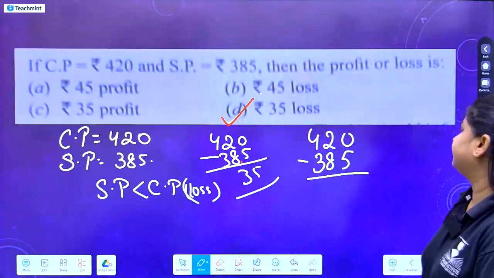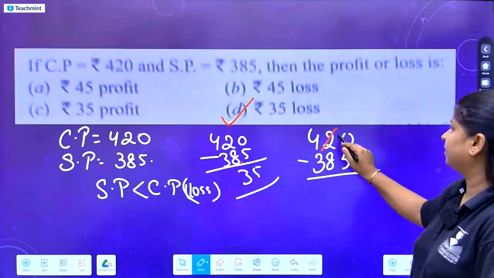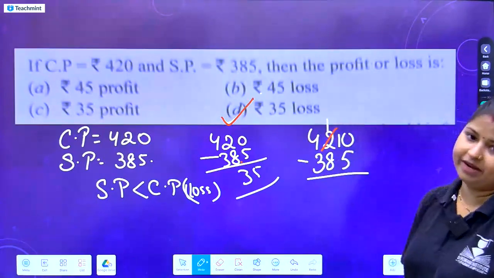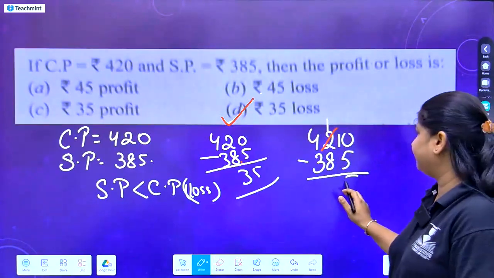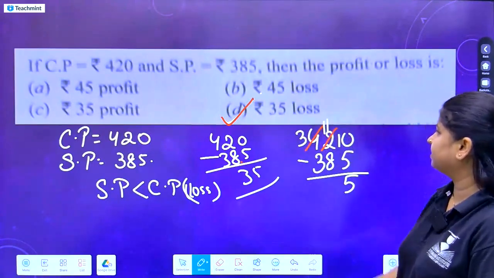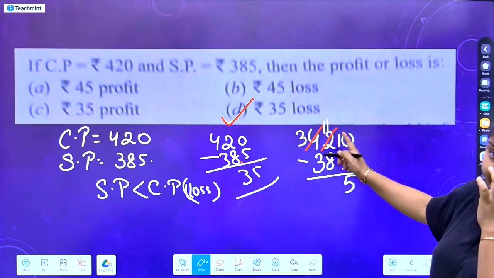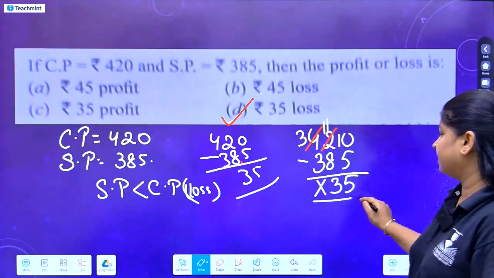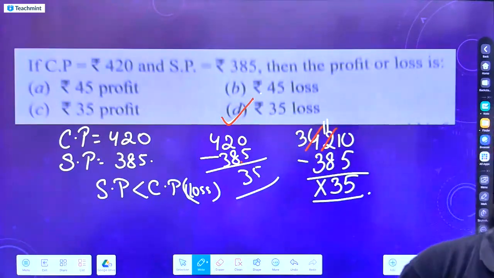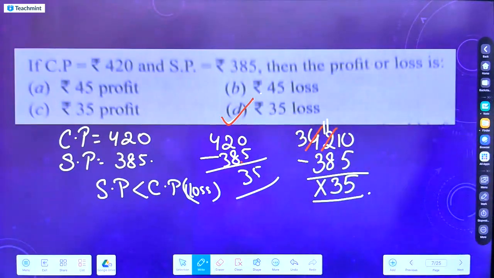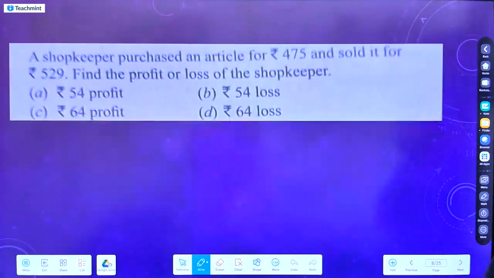Let me clear your doubt. Ma'am, you are correct. This becomes 10 and this becomes 1, beta. 10 minus 5, 5. Again, this becomes 3 and this becomes 11, right? 11 minus 8 is 3. 3 minus 3 is 0. 35. Got it, Tejas, beta? Yes, ma'am. Okay, beta. Next question you have.